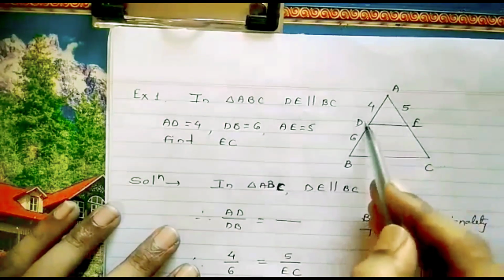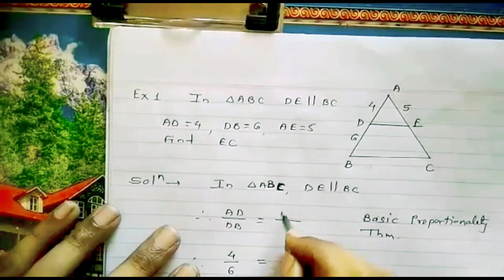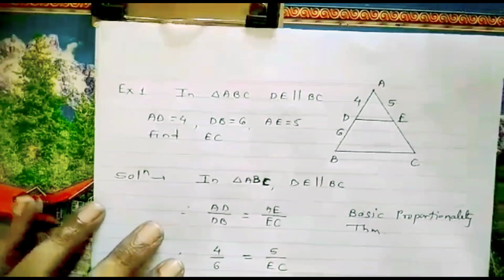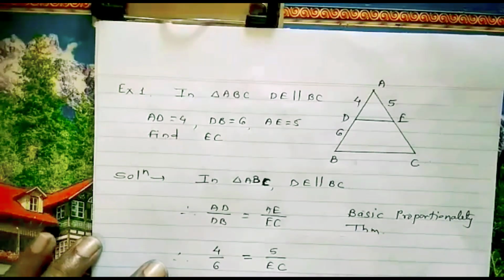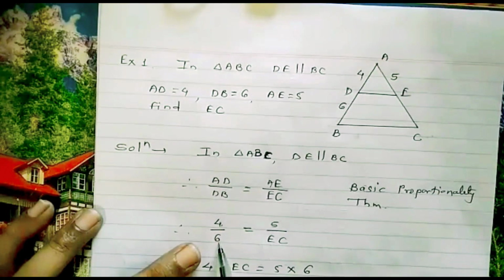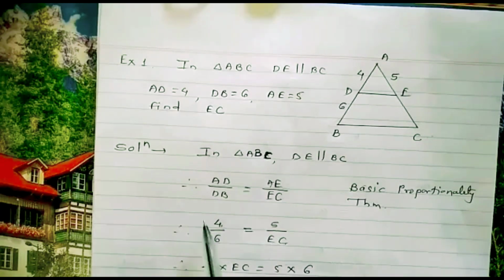Therefore, AD upon DB is equal to what I will get? AE upon EC. What is the reason? Basic proportionality theorem. See, substituting the values. AD is 4, DB is 6, AE is equal to 5, EC I have to find out. So, by cross multiplication, be careful.